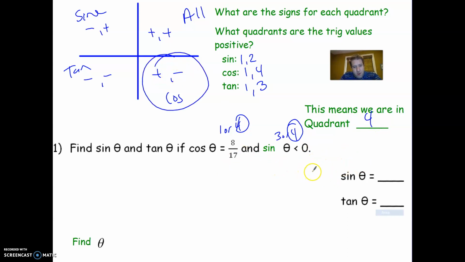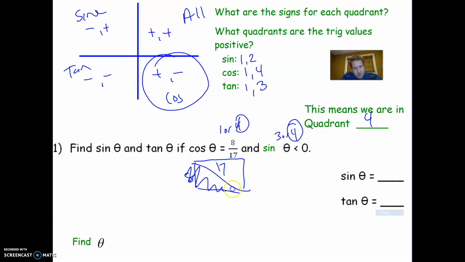Now that we know it's in quadrant 4, cosine of theta is 8 over 17, so I build my triangle in that spot. Cosine, remember, is adjacent over hypotenuse, so the hypotenuse has got to be 17, and this has got to be 8. I just need to find out what this length right here is.